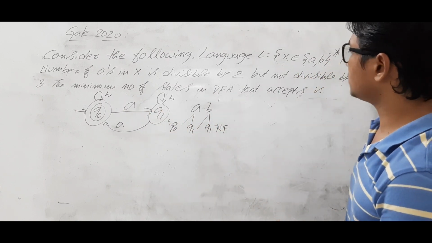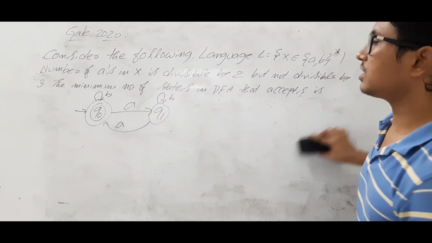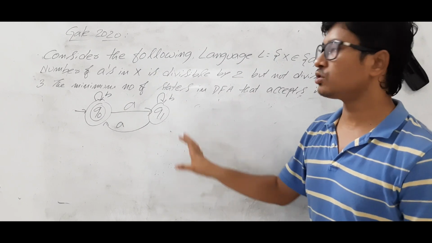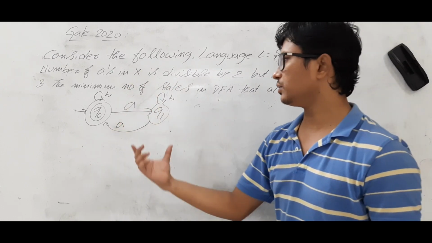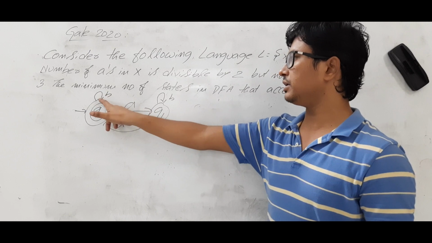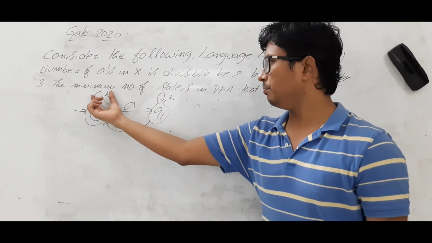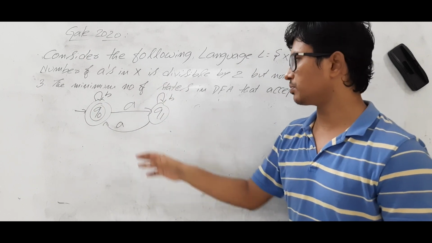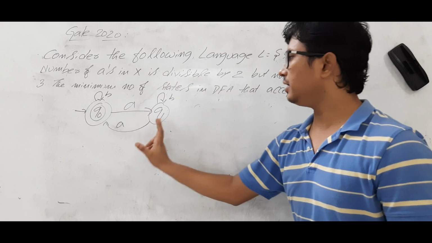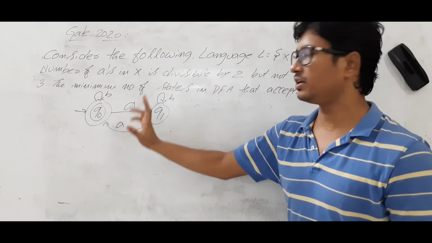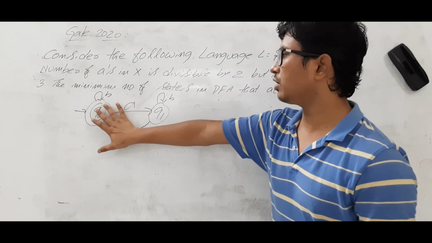So the strings accepted by this DFA are those where the number of a's is divisible by 2, and it does not accept those where it is not divisible by 2. If you want to check it, you can. Then you can ask me why I kept b initially. There is no restriction on the number of b's. b with 2 a's should also be accepted, or a b a, or a b b a will also be accepted because the number of a's is 2. I hope you have understood how I got this DFA.